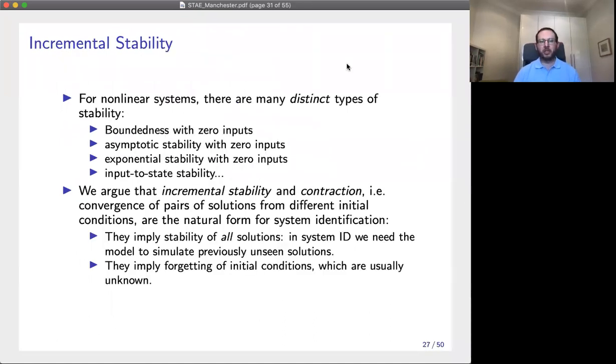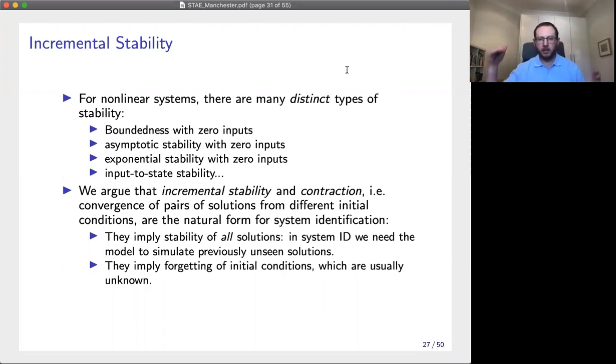Now, before we move on, I'll just say something about incremental stability. So I introduced incremental stability for linear systems, just mainly for convenience. Of course, for nonlinear systems, there are many, many types of stability. So we could have just boundedness of solutions without considering inputs, asymptotic stability or exponential stability with zero inputs, input to state stability, and so on. And in general, these are not equivalent. So we would argue that the two related concepts of incremental stability and contraction are the right ones for system identification.